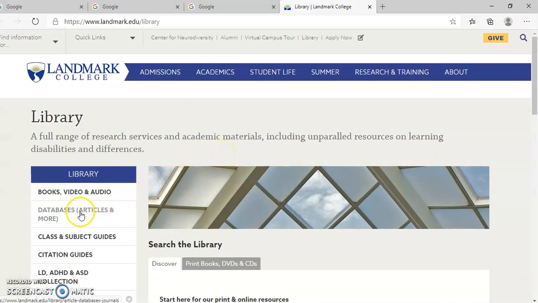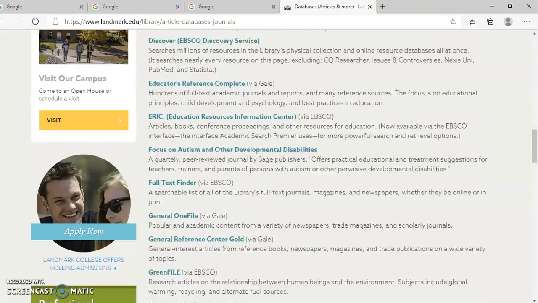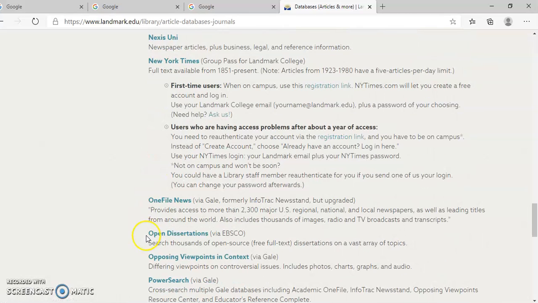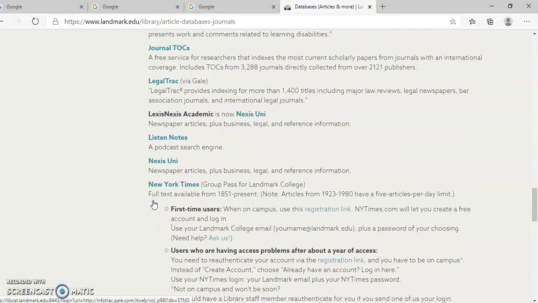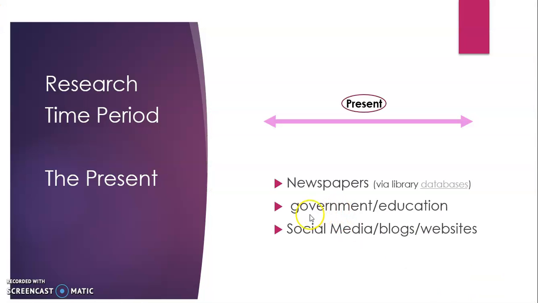From the main library page, click on Databases, and then scroll halfway down until you reach the Ns, and you'll see the New York Times as well as One File News. These two different newspaper sources will be very helpful in the search process. You'll also be able to find very good information from government and educational websites, social media, blogs, and websites in general. But again, all the information that you find must be credible.